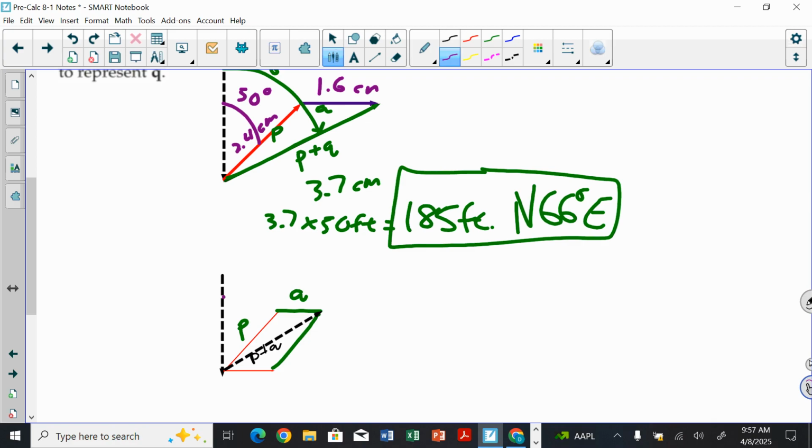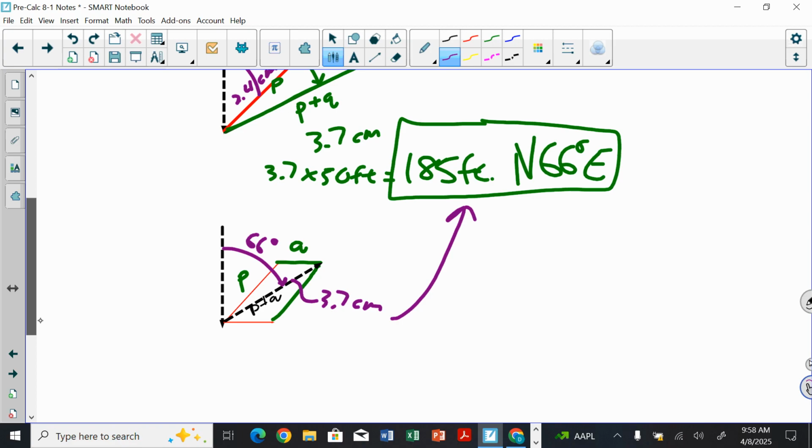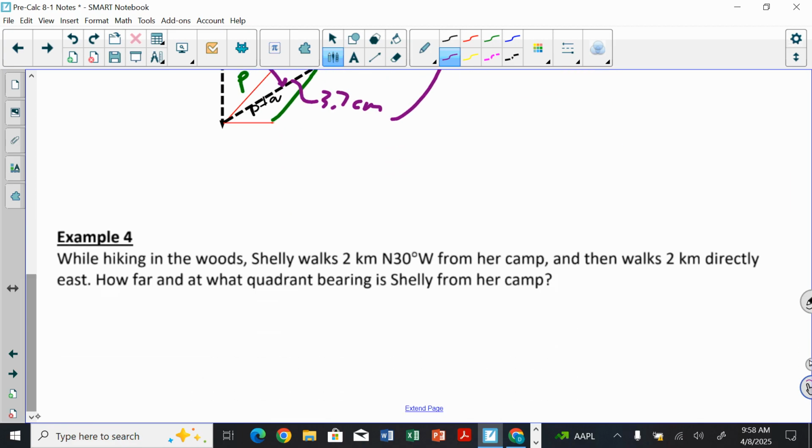Still going to be the same measurements. If I take it from north, it's still going to be 66 degrees. And if I measure that, it's still going to be 3.7 centimeters. So I'll still get the same answer there, okay? All right, let's do one more example here and call it good.